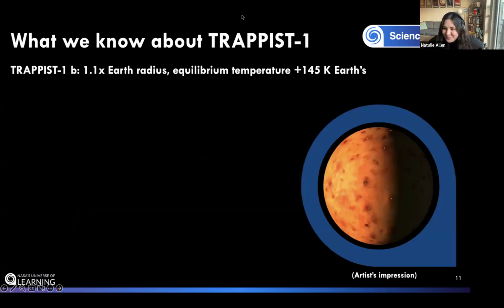So let's start with TRAPPIST-1b, which is the interior planet in the system. I'm going to start each slide by telling you a little bit about the planet. So TRAPPIST-1b is just a little bit larger than Earth, but has an equilibrium temperature that's quite a bit hotter. It's about 150 Kelvin hotter than Earth's, which is something like Mercury. So you can kind of think of it as an analog to that in our solar system.